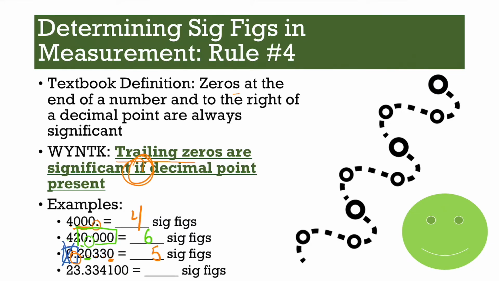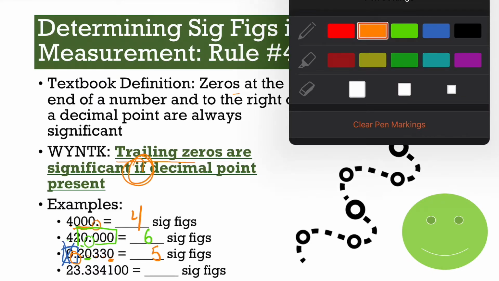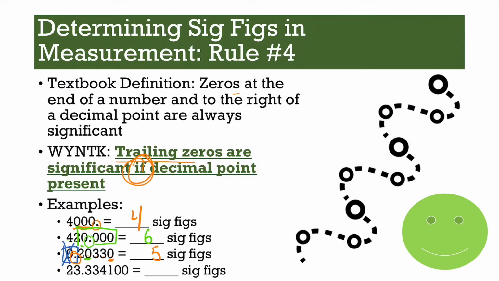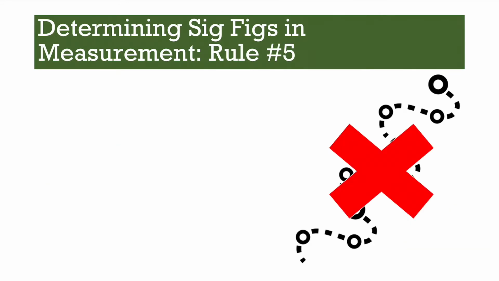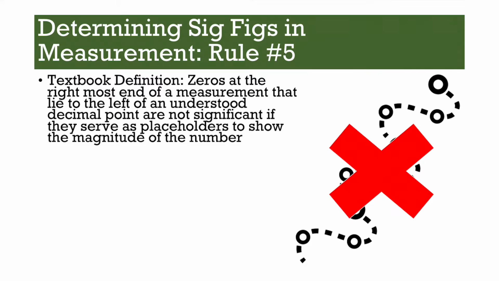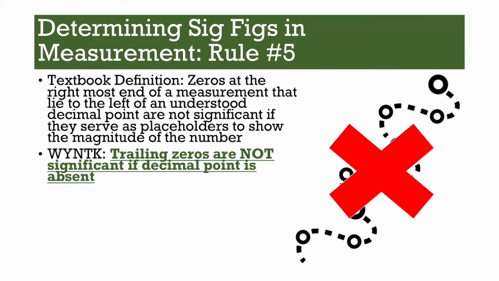So go ahead and try this one. How many sig figs are in this example? And so hopefully you said 1, 2, 3, 4, 5, 6, 7, 8. 8 significant figures. So these 2 trailing zeros are significant because you have that decimal point there. Okay, rule number 5. Here's your textbook definition. What this says is trailing zeros are not significant if the decimal point is absent. So no decimal point, trailing zeros are not significant.